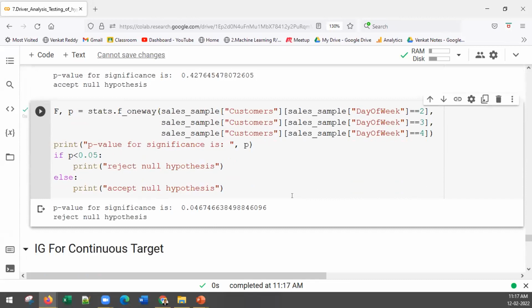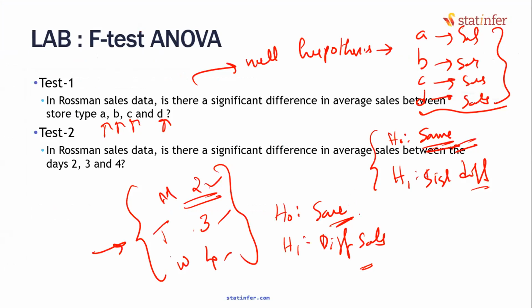Execute this. I got the p-value to be slightly less than 0.05. We reject the null hypothesis, so we accept that sales is different. So the day of the week does matter. But the store type, does it matter? Does the sales change based on store type? No, whether it is A or B or C or D. But does the sales change based on the day, whether it is Monday, Tuesday, Wednesday? Yes, it does matter.